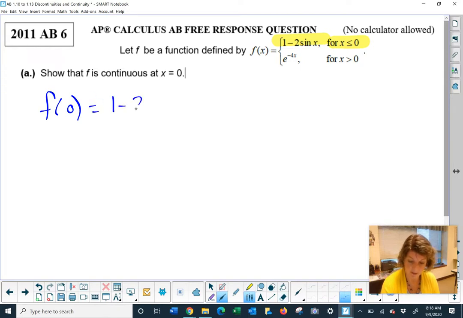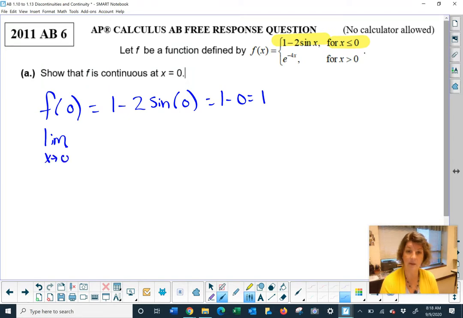We'd have 1 minus 2 sine of 0, and what is the value on that? Sine of 0 is 0, so I'd have 1 minus 0, this would turn out to be 1. Cool, I passed part 1 of my 3-part definition for continuity. The next thing I want to prove is that the limit as I approach 0 exists. And I won't know if that's the case until I branch out and look from the left and the right side of 0. So you know what, I'm going to do that work.